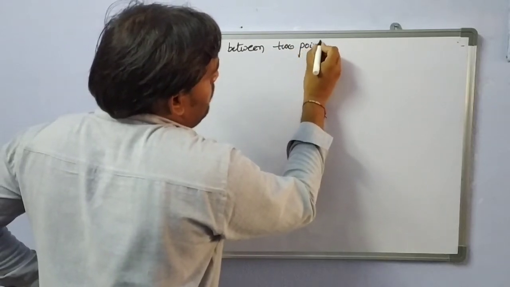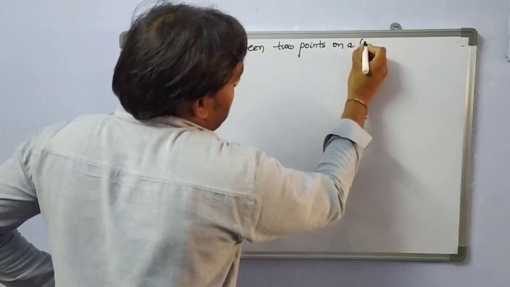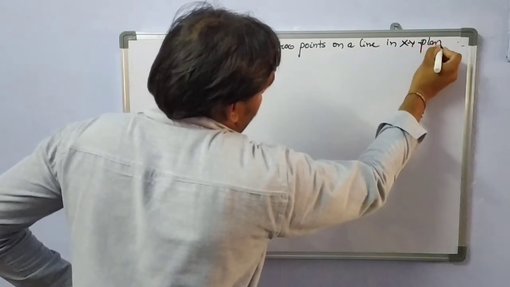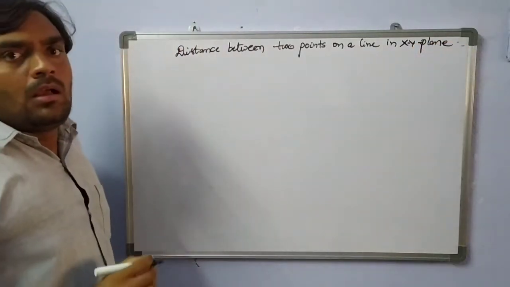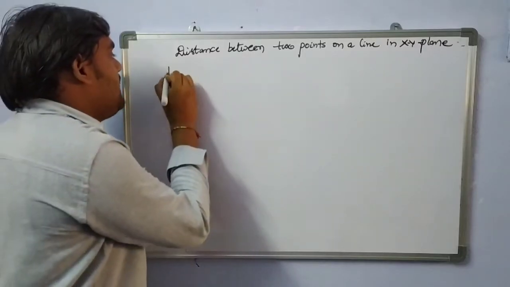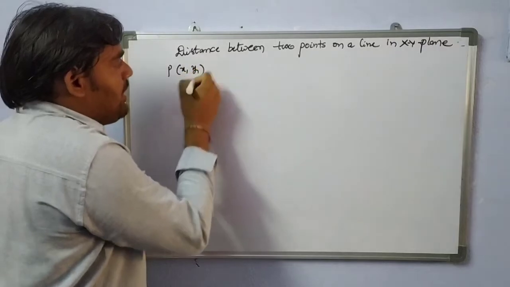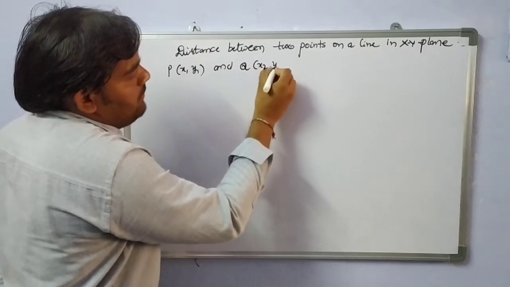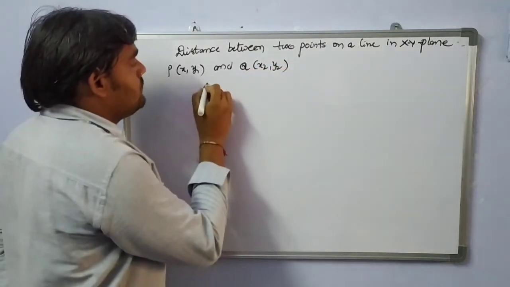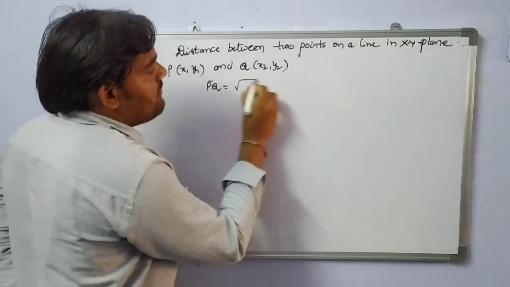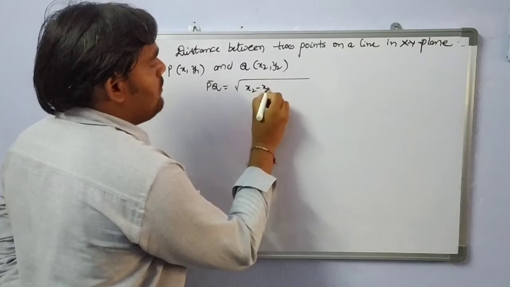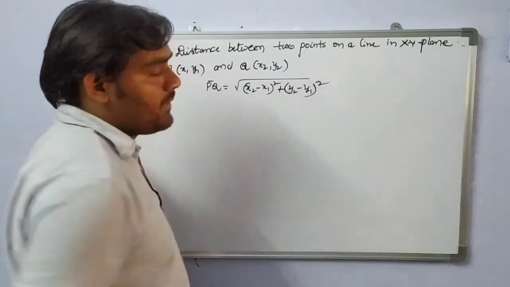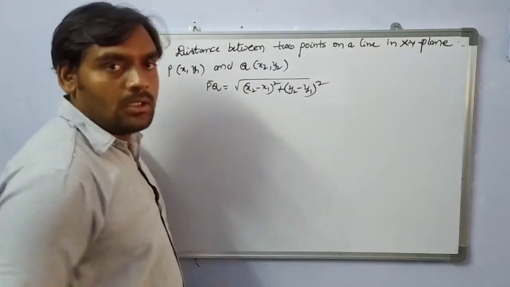2 points on a line in xy plane. See, generally if you take 2 points, P is a point (x1, y1) and another point Q (x2, y2), then the distance between these two, PQ bar, is equal to square root of (x2 minus x1) whole square plus (y2 minus y1) whole square. This is the formula to find distance between 2 points.